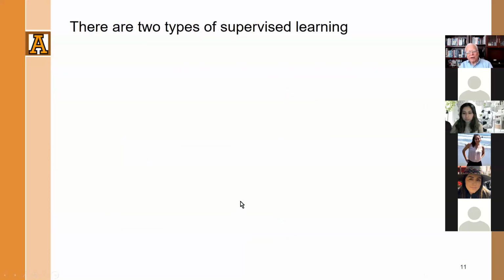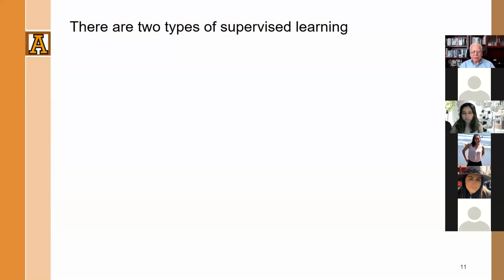Now, talking about supervised learning, it's 45 minutes. I'm trying to go no more than 45 minutes, so we'll talk about this at 12 and take a break again. Okay.